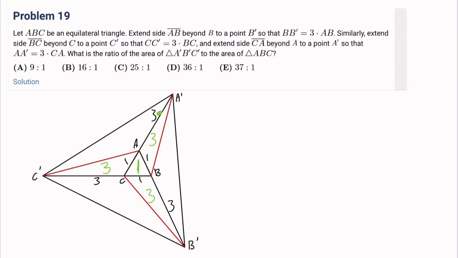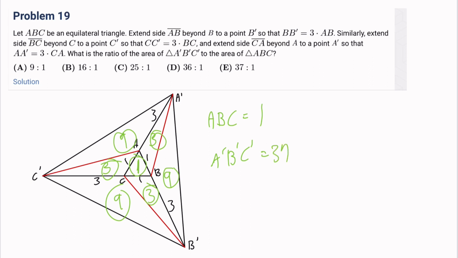So this area would be 3 times that of this, and so that would be 9. This would also be 9. This would be 9 by the same reasoning. And so triangle ABC would be 1. But then A prime, B prime, C prime would be 1 plus 9 plus 9 plus 9 plus 3 plus 3 plus 3, which is 12 times 3 plus 1, which is 37. Right, so the ratio of the area of this to this is 37 to 1.